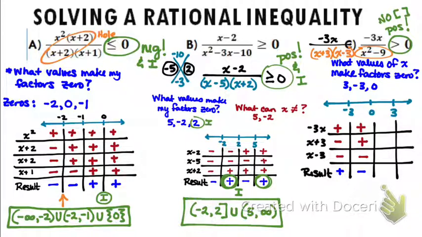In between 0 and 3. 1. So I substitute it in here. I get a negative value. 1 plus 3, positive. 1 minus 3, negative. Overall result, positive. And last but not least, a test value that's bigger than 3.